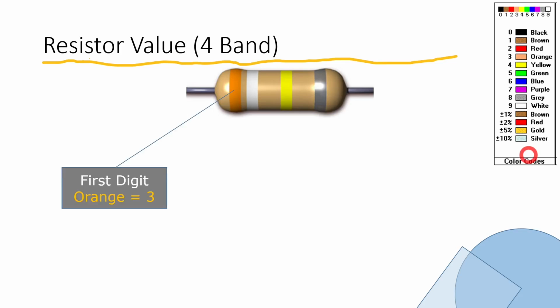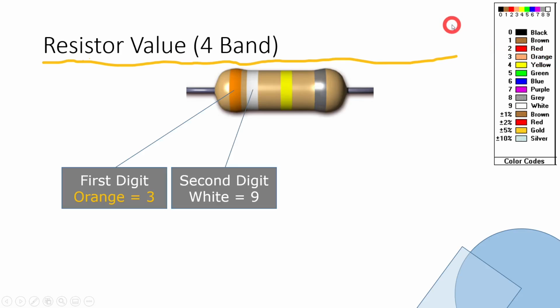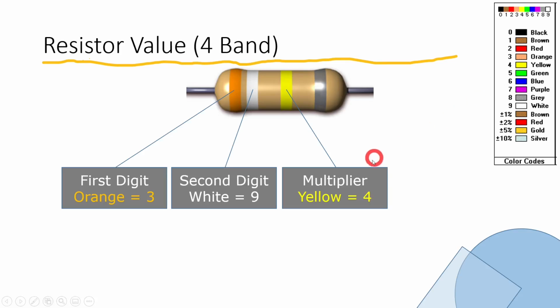So the first band is our first digit of our numeric value, and it is orange. I come over here and look, and orange is 3. So 3 is our first digit. And then white, if we come down here, we see that white is 9 on our light spectrum. Now remember, the next band is our multiplier. It is yellow, so that means 4 zeros, or times 10 to the 4th.